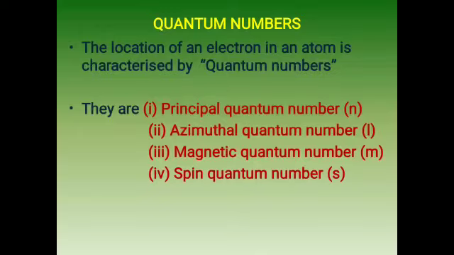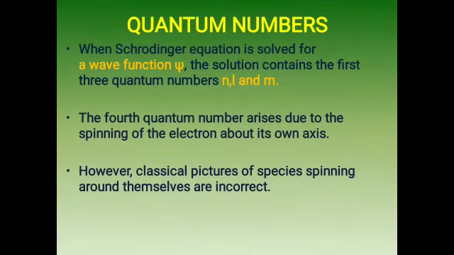Quantum numbers are classified into 4 types. They are principal quantum number, azimuthal quantum number, magnetic quantum number and spin quantum number. Here in this video, we are going to discuss the principal quantum number and azimuthal quantum number. First, before going to the principal quantum number, we have to relate the Schrödinger wave equation with the quantum numbers.